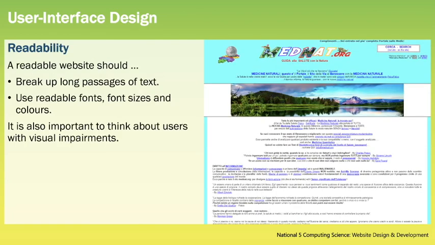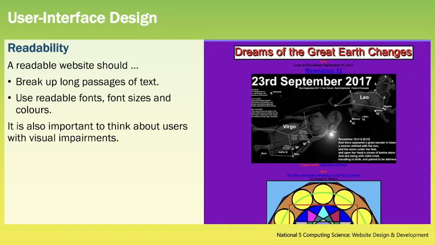You also need to make sure that your website is readable. So that is making sure that you break up long passages of text into shorter chunks, using readable fonts and font sizes that are readable. For example, the website on the right, whilst it is in Spanish, it's quite difficult to read as the text is small. You also need to consider users that may have a visual impairment. For example, this website here uses colours that are very similar to each other, difficult to distinguish between the blue and the purple.